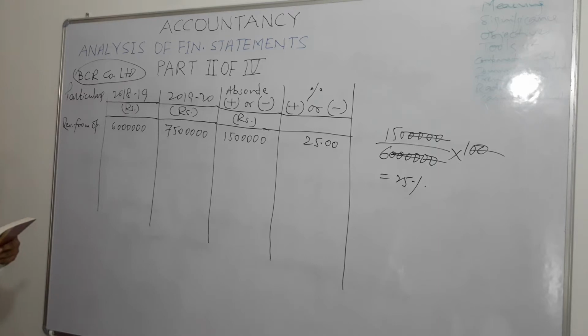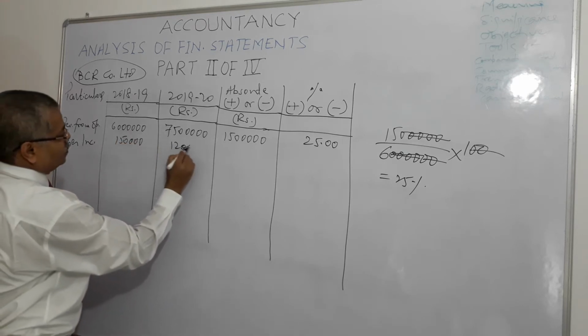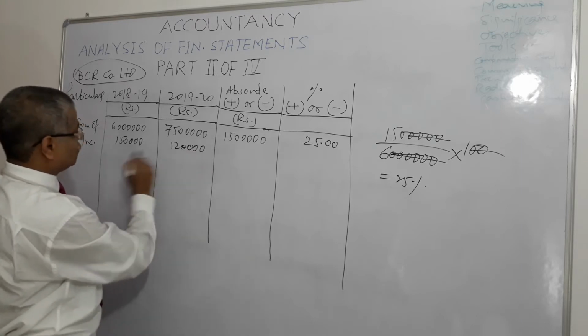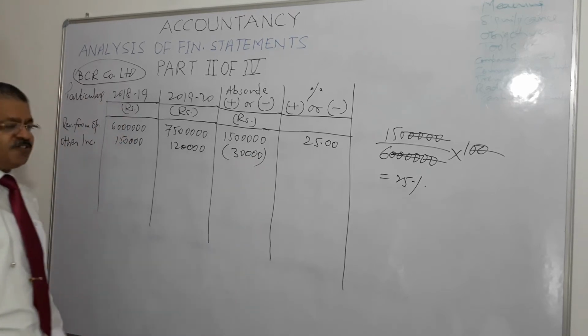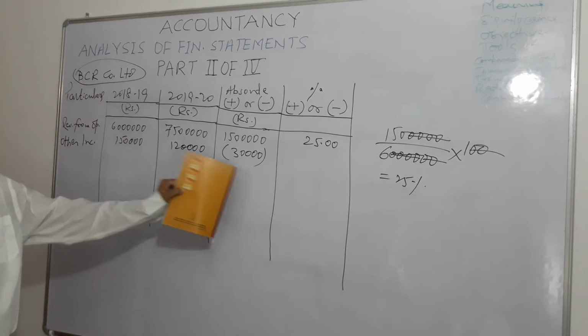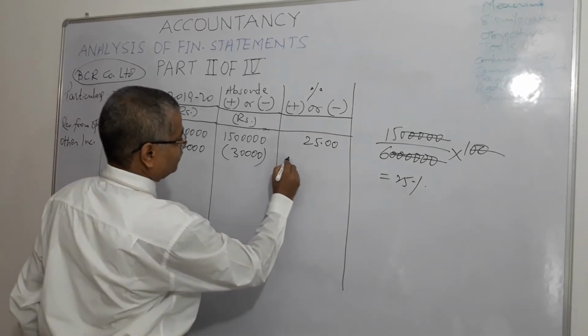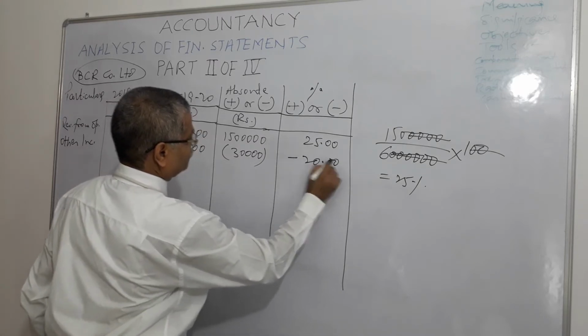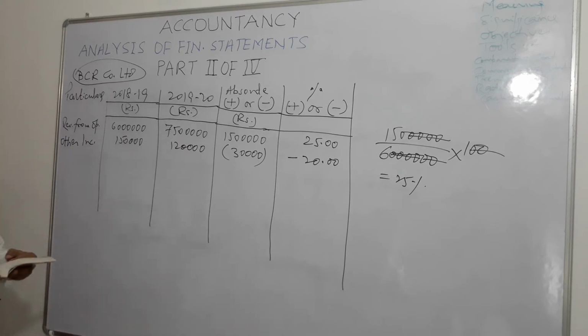Next is other income. Other income declined from 1,50,000 to 1,20,000. So it has gone down by 30,000. So what is the change? 30,000 is negative upon 150,000. So how much is it? Minus 30,000 as a percentage of 150,000, it is minus 20%, right?